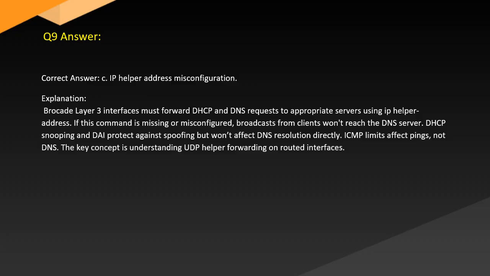Answer. Correct answer: C. IP helper address misconfiguration. Explanation. Brocade Layer 3 interfaces must forward DHCP and DNS requests to appropriate servers using ip helper-address. If this command is missing or misconfigured, broadcasts from clients won't reach the DNS server. DHCP snooping and DAI protect against spoofing but won't affect DNS resolution directly. IP rate limits affect pings, not DNS. The key concept is understanding IP helper forwarding on routed interfaces.